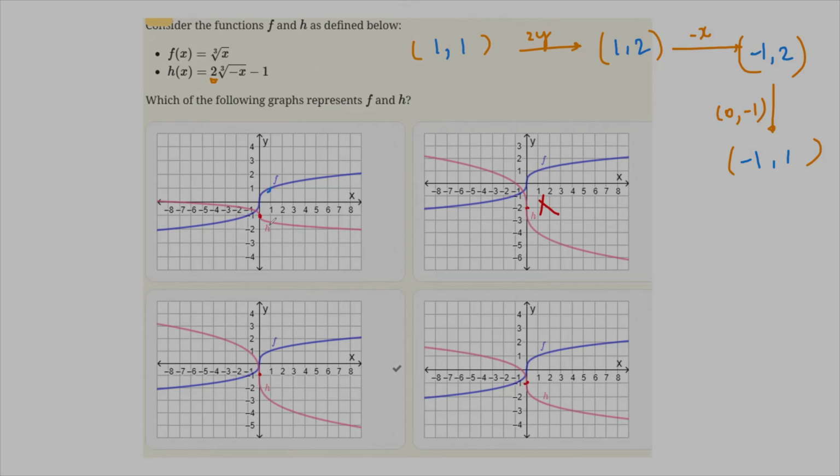Let's check which graph has (-1, 1). This one doesn't have it. Yeah, this has (-1, 1), so this could be it. And this one also doesn't have it. So this is our solution. Now, if you don't get the 2 points, then take one more point. Okay, let's take like (-1, 1) also. You'll get this answer.